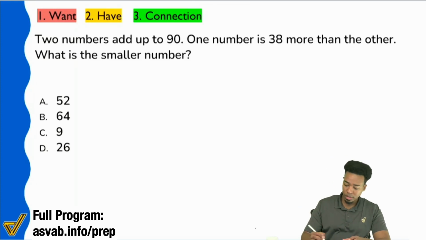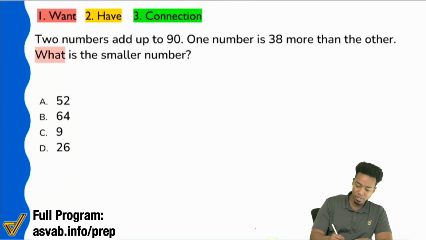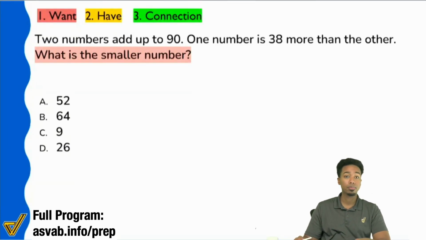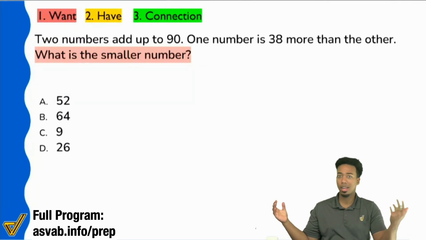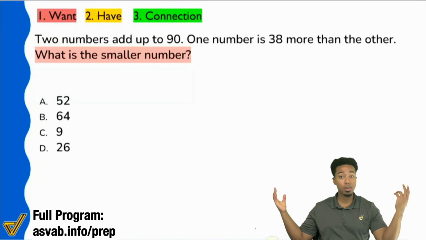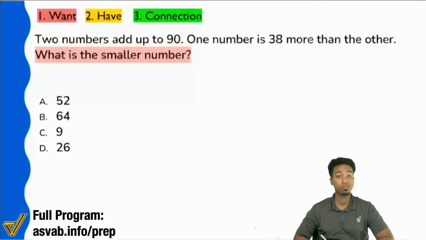So step one, we're going to read the question, and it says, what's the smaller number? There's not really much context here, but everybody, can we agree that that makes sense? There might be a couple of numbers. We're looking for the smallest one. Right? Cool.